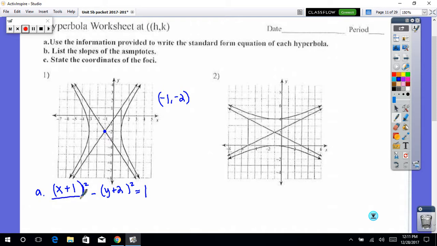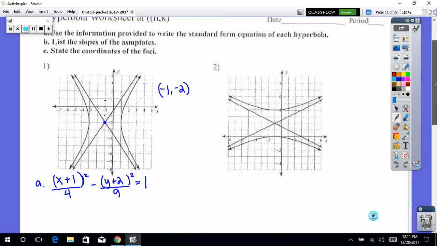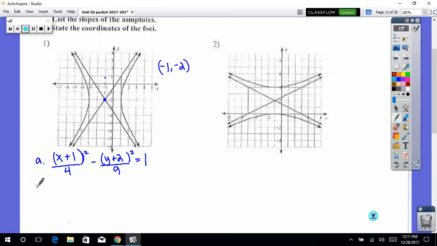And let's stack these on top of their height and width. Okay, the width of this box is 2 units wide, so 2 squared is 4. And it is 3 units tall, so over 9. 3 squared is 9. Okay, the slopes of these asymptotes right here, rise over run, y over x, so we have plus or minus 3 over 2.